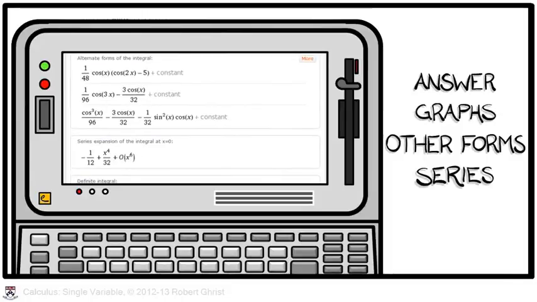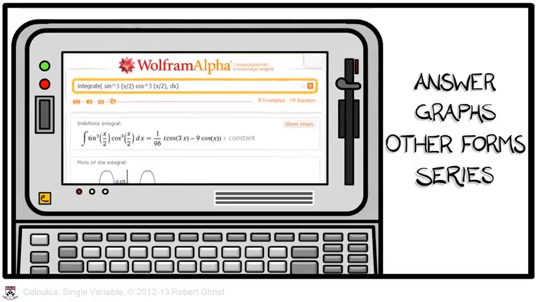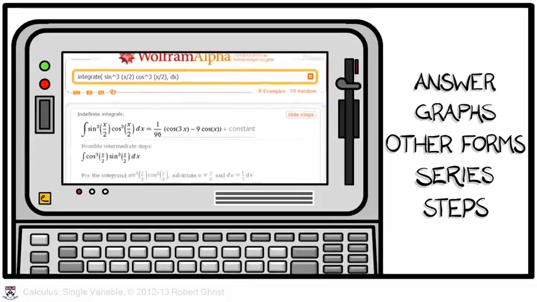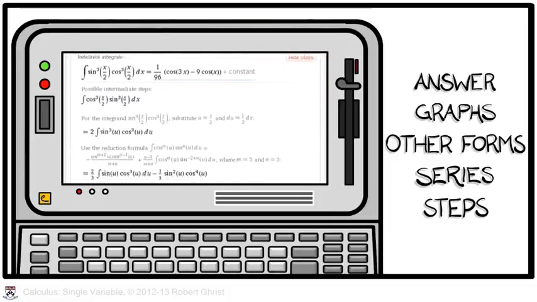Very important in this case, since the way that I would have done the problem might have led to a different looking answer. It will give series expansions, again, using big O language. Now, in what I'm showing you here, Wolfram Alpha allows you to click the Show Steps button. Unfortunately, they've changed that functionality, and it's no longer available for free.